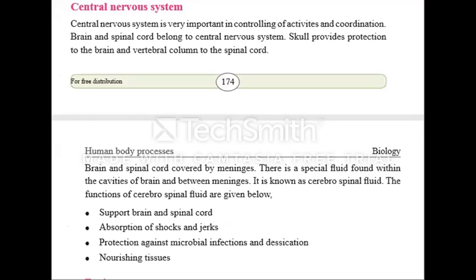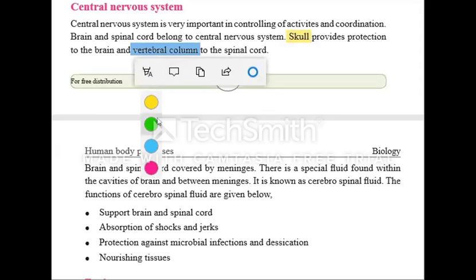Now let's look at the parts that surround the brain and the spinal cord and therefore protect them. There's the skull that provides protection to the brain. The skull is found around our brain. And then there's the vertebral column. The skull will protect our brain, and the vertebral column will protect the spinal cord.